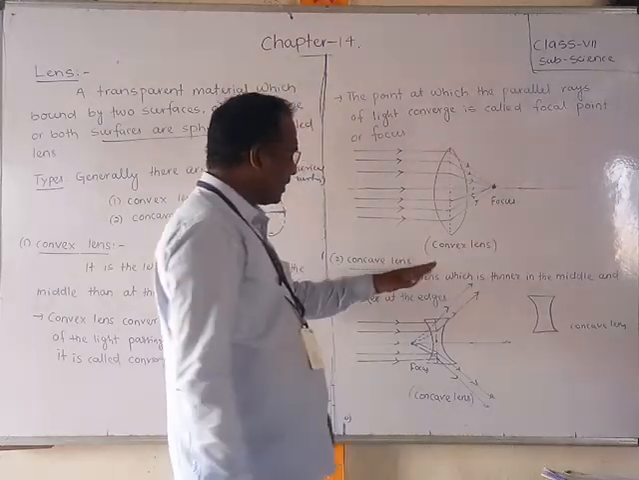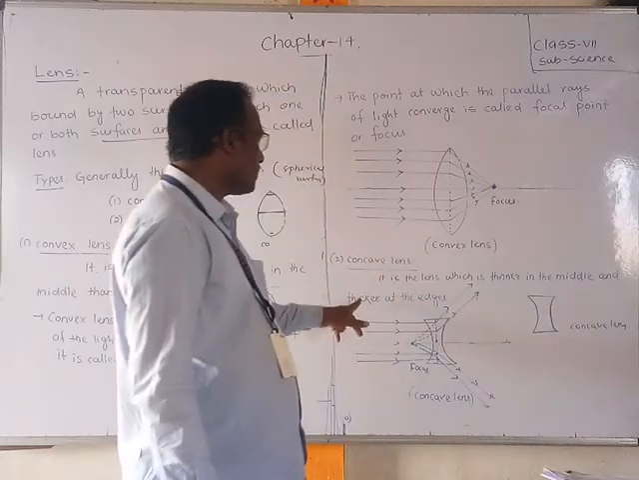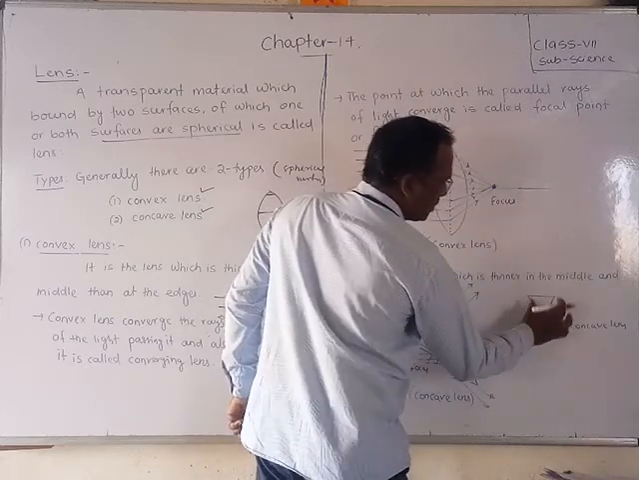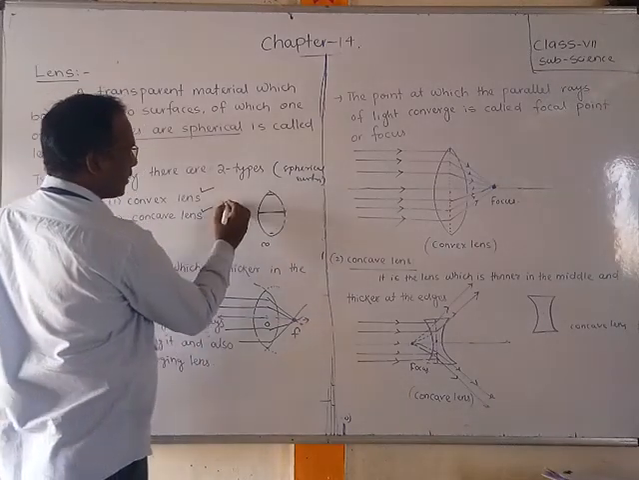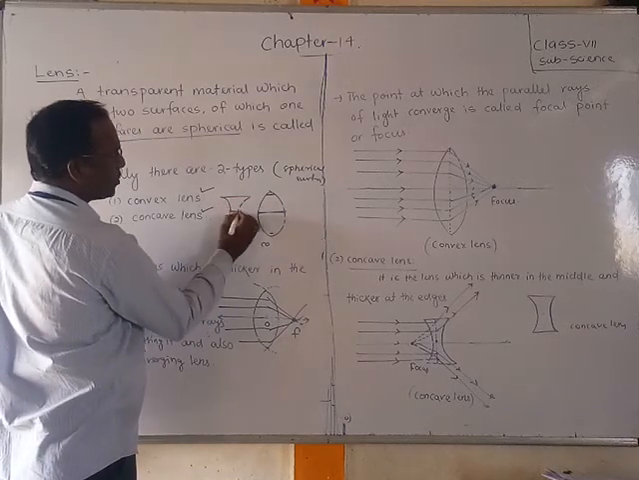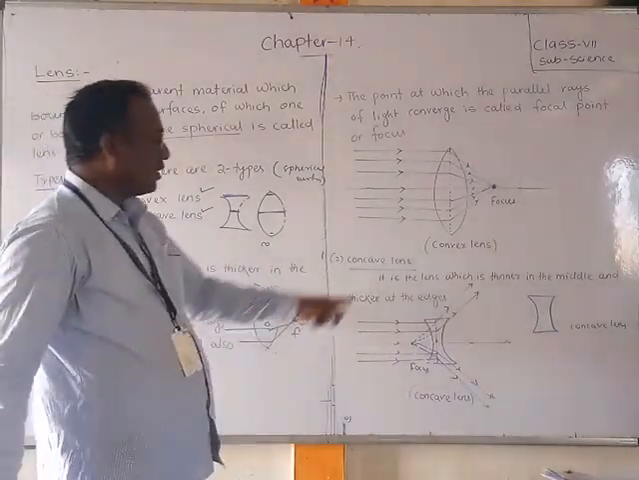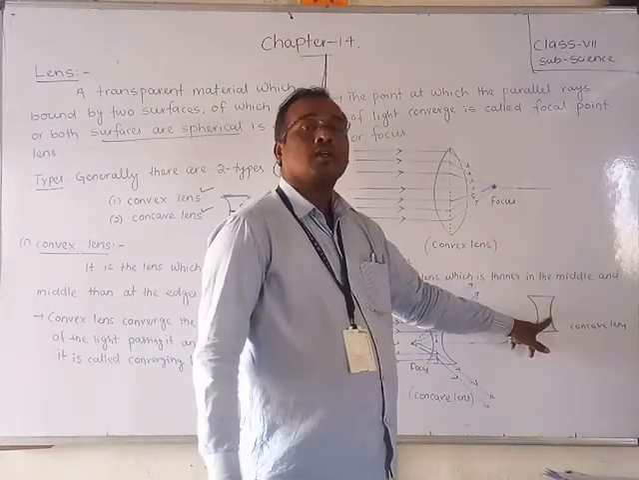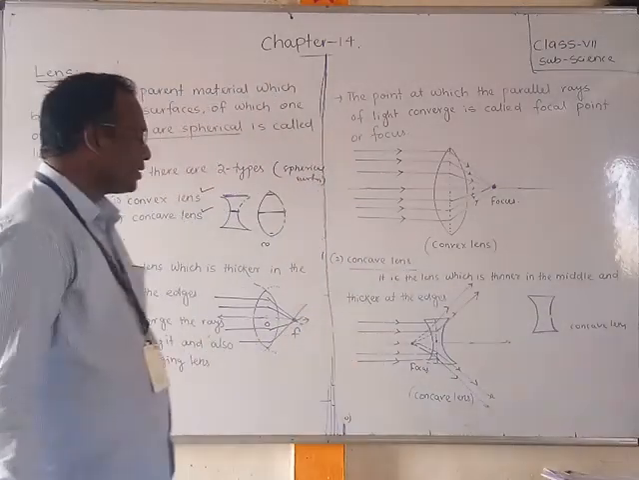Now, what is a concave lens? It is the lens which is thinner in the middle and thicker at the edges. Carefully observe, students. In a convex lens, the middle is thicker, but the concave is the reverse. The middle portion is thinner and the edge portions are thicker. It is the opposite of this. So it is a lens which is thinner in the middle and thicker at the edges. This is called a concave lens.